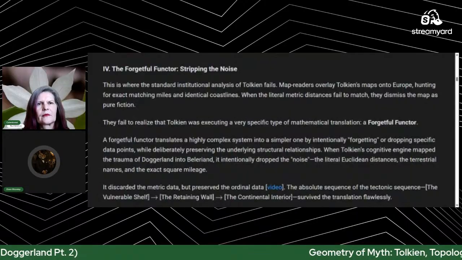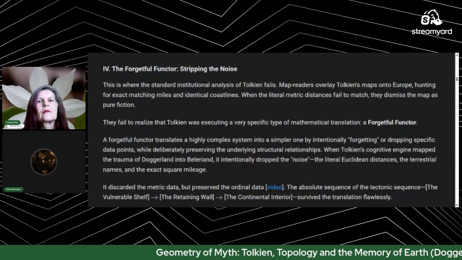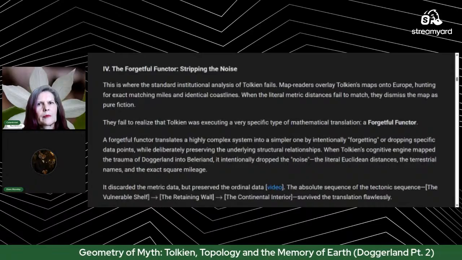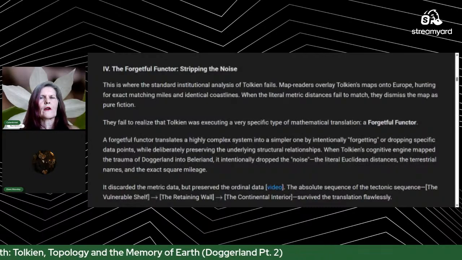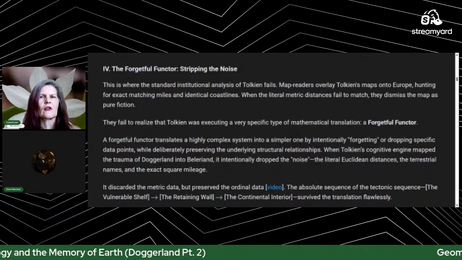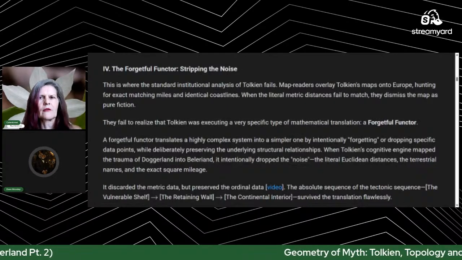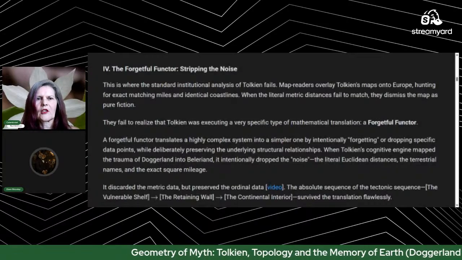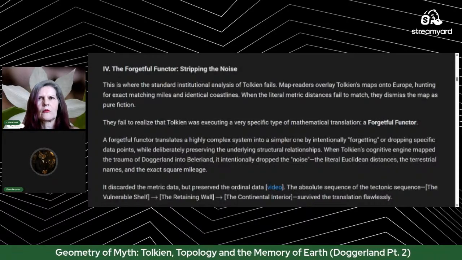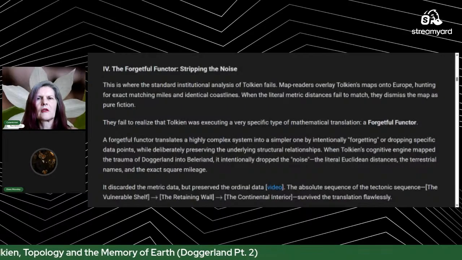And what Tolkien was using was a specific type of functor. So that's what this is going into: the forgetful functors. This is differentiating from fantasy authors that are just making a map for their world. Some of them may inadvertently use category theory, even if they don't understand what it means. But they're not doing it in a structured manner.